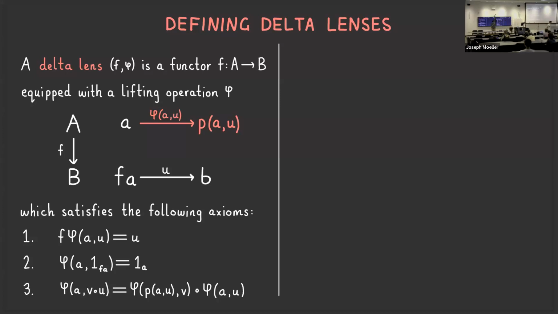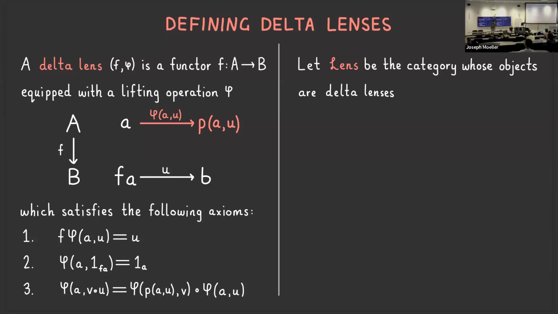So this notion of delta lens has to satisfy some axioms, which are really sensible things to ask for. This first one is just saying that this lifting operation is actually giving you a lift. So when we take this phi of A, U and we apply our functor again, we get back to U. The second one is just saying that this lifting operation preserves identities, okay? And the third one is saying that it preserves composition.